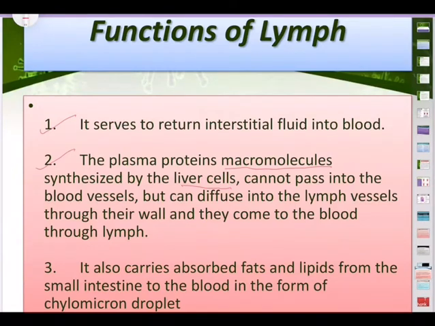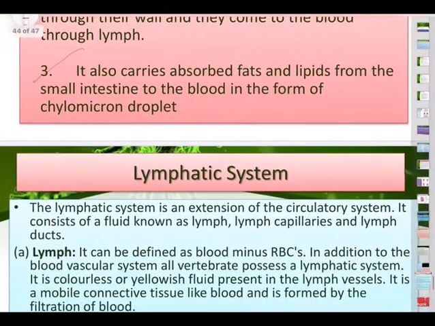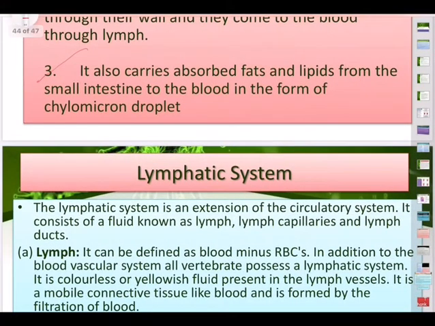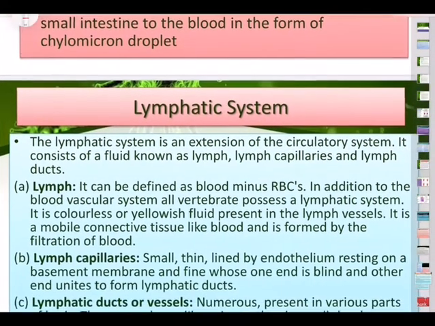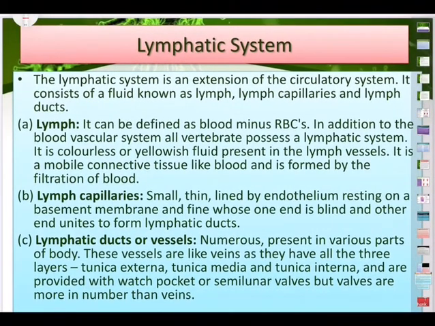It also carries absorbed fats and lipids from the small intestine to the blood in the form of chylomicron droplets. So these are the three main functions of lymph. Along with that, of course, there are a type of WBCs called lymphocytes. They also help in our defense.